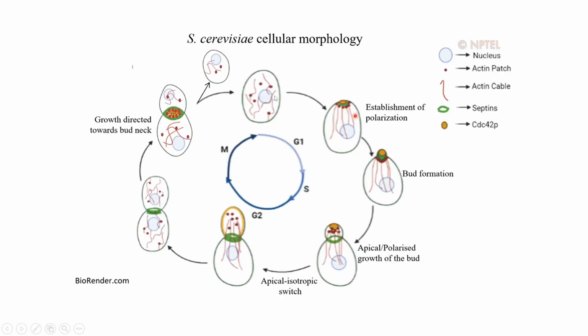When you talk about the cellular morphology of the Saccharomyces cerevisiae cell, and the division process in a generalized view, the cells divide through budding. In this process you have actin, and this is the nucleus in blue color. Actin proteins are filaments, microfilaments, which help in the division.